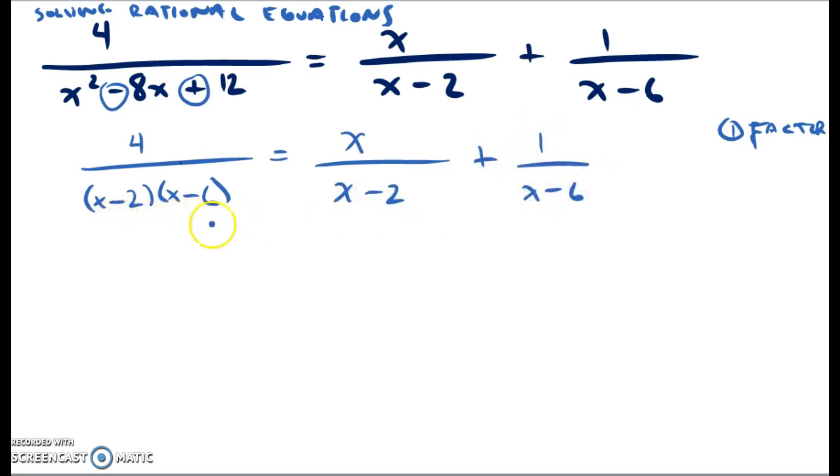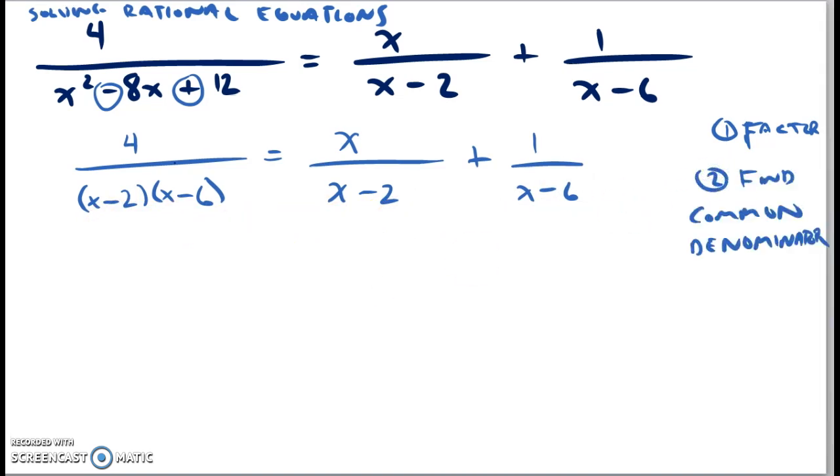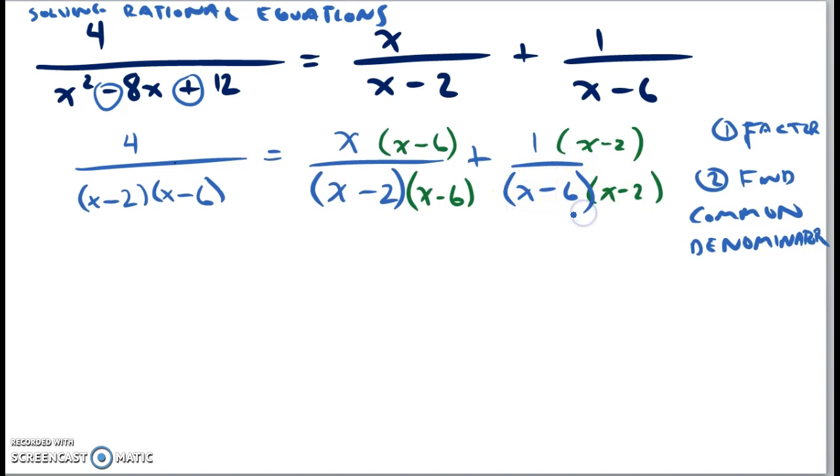So now we've got to get the denominators to be the same. So step 2 is to find the common denominator. So to do that, we're going to multiply. This is x minus 2 in parentheses because that's an expression, so it all comes together. x minus 2, x minus 6 are a common denominator. We're going to multiply the top and bottom by x minus 6. And here we're going to multiply the top and bottom by x minus 2. And we've got our common denominator. And this is encased in parentheses as well.